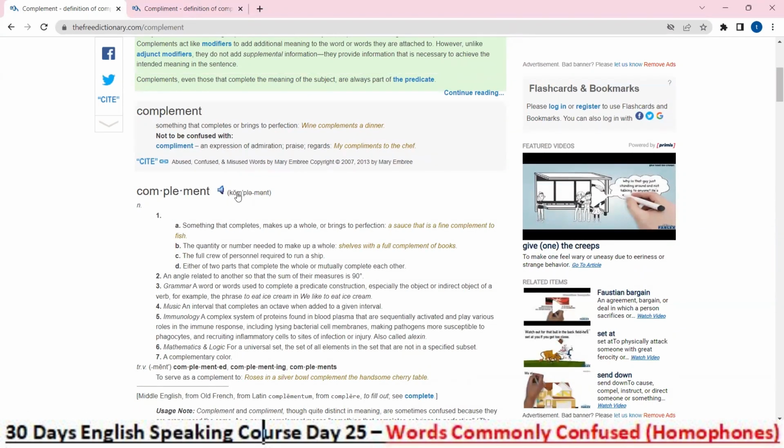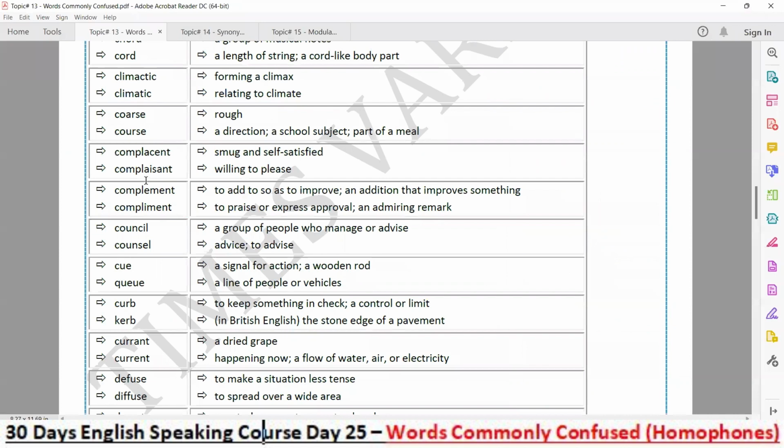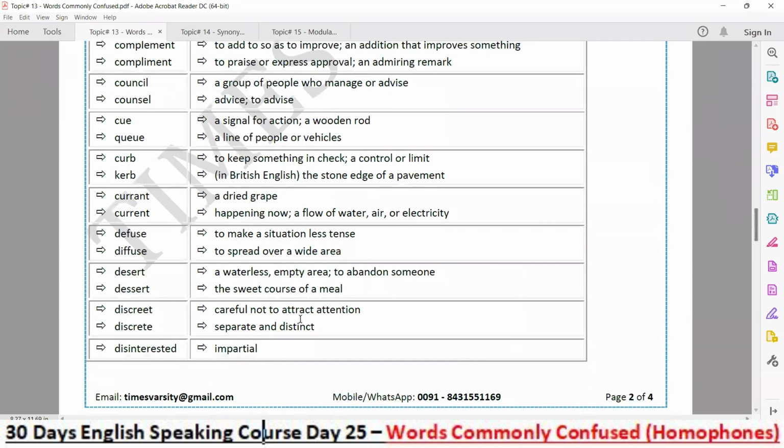In the first case it is complement, and in the second case it is compliment, with I. Look at the differences. The pronunciation is almost the same. You see, complement, and here is also compliment, right? But the meaning is slightly different. There is a spelling difference, the pronunciation is the same, but the meaning is different. All right.